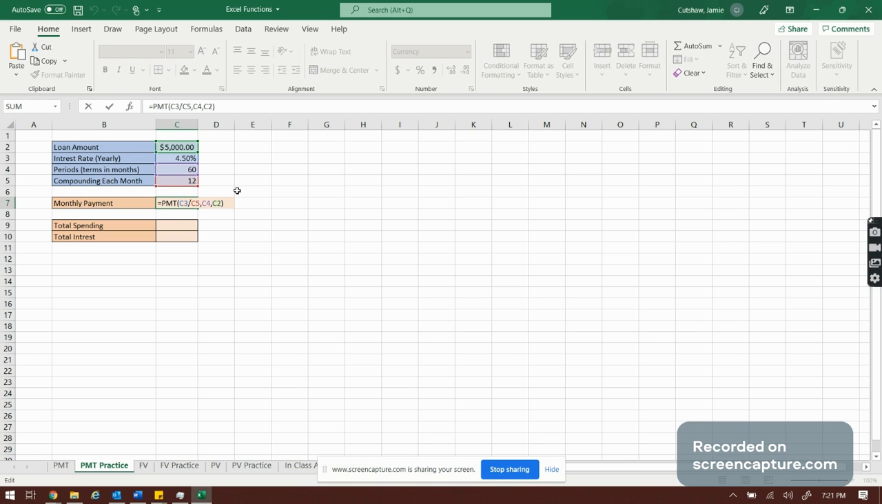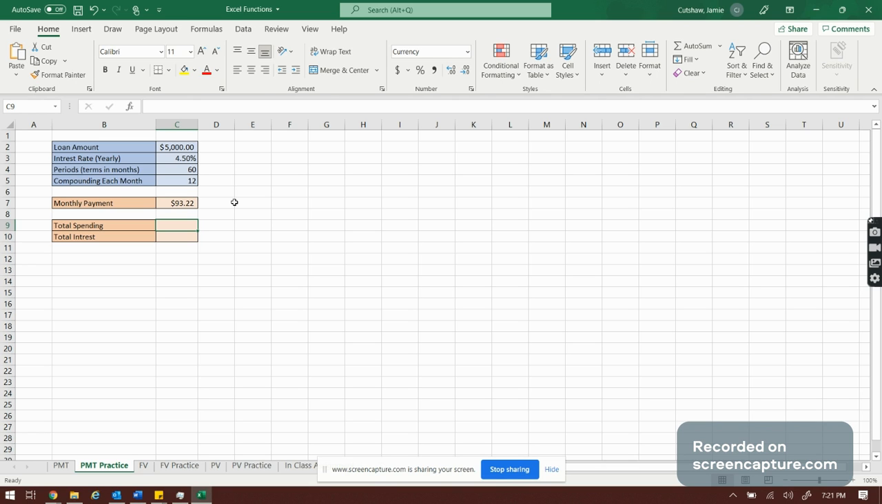So how we do this is we multiply it by negative. We put our negative sign in between the equals and the PMT. This is like we're multiplying our entire formula by a -1. Once we do that, you can click enter. And now our 93.22 isn't a negative anymore, it's a positive. And that's how you do the PMT.